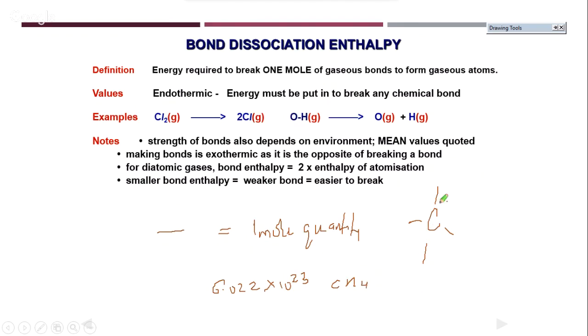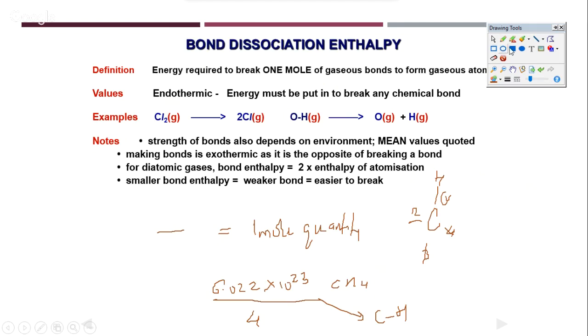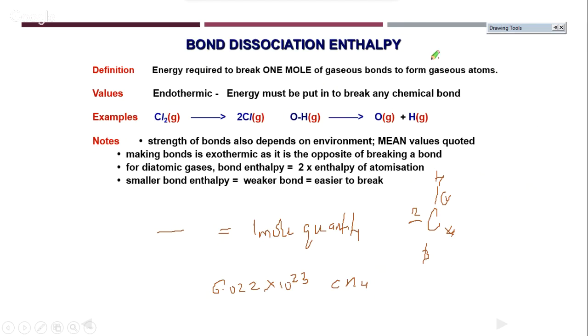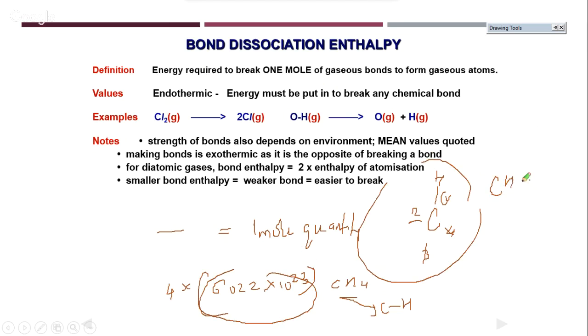Now, in each of these molecules, I have 1, 2, 3, and 4 CH bonds each. So if I have so many CH4 molecules, I basically have so many molecules times 4 CH bonds, because each molecule has 4 CH bonds. But for us, we only have to define or deal with 1 mole of bonds, which means only this many number of bonds. So whatever is the formation energy of CH4, that divided by 4 will give me the bond enthalpy or bond dissociation enthalpy of CH.